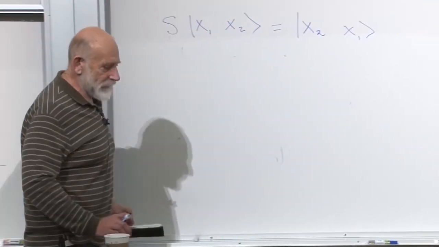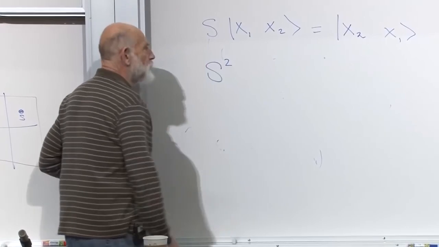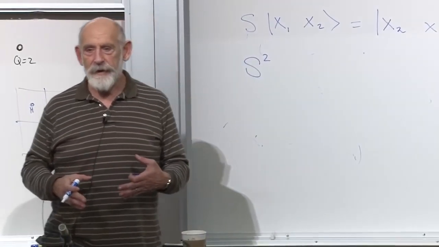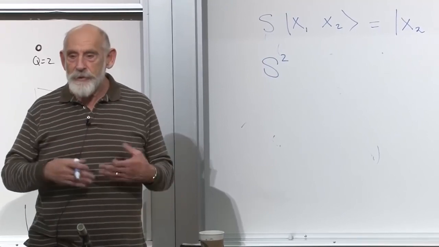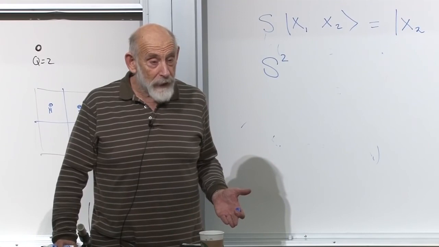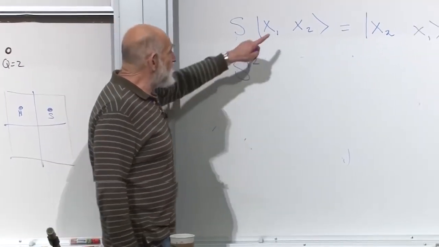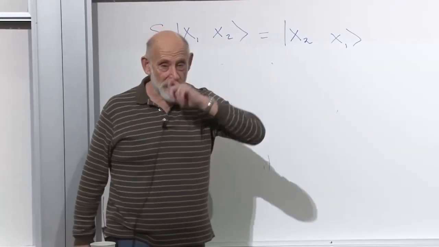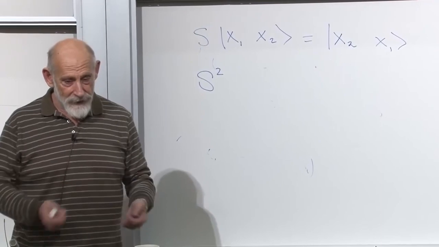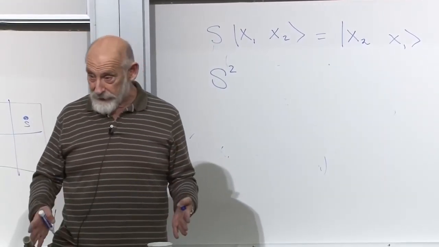Here's an interesting fact. Take the operation S squared. What does S squared do? It swaps and then it swaps again. What happens if you swap twice? You get back the same thing. Obviously, you get back the same thing, even if the particles have little names attached to them. If you interchange Harry and Sally and then interchange Harry and Sally again, you get back to the original naming.